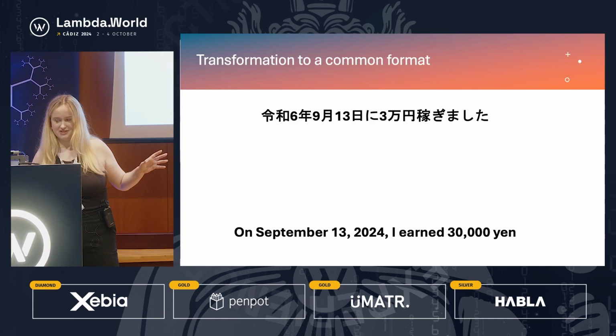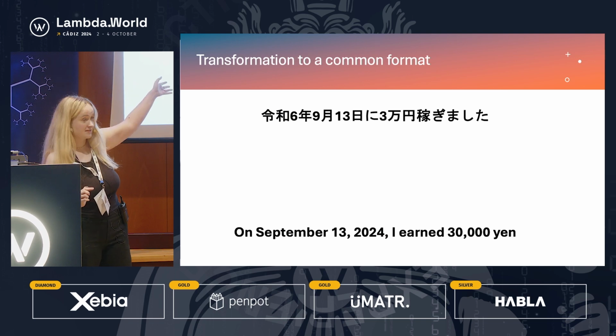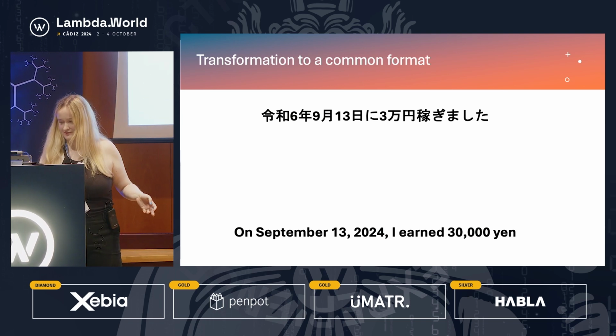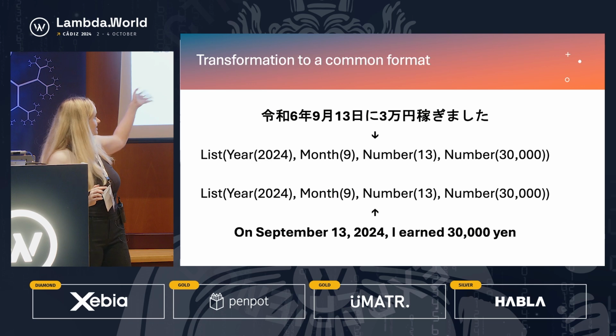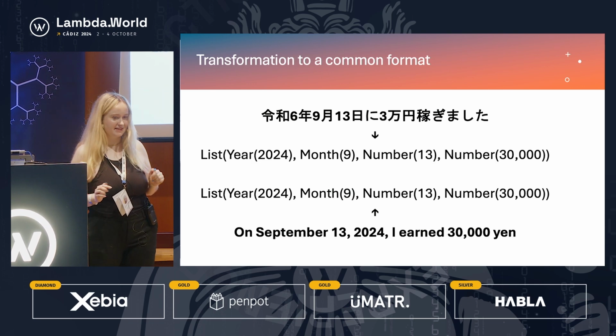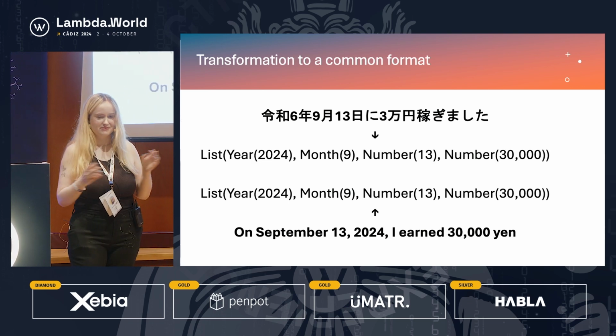So what I'm trying to achieve is, let's say we have the sentence from before. I want to be able to convert that into a common type like this, which can be a lot more easily compared. And that's what I'm going to try and do with my rewrite system.